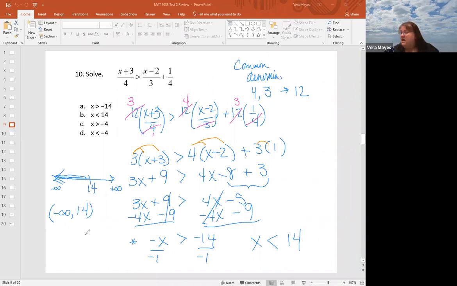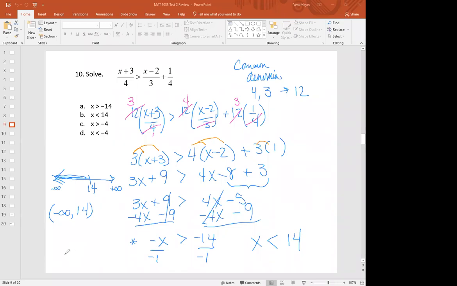This one had a lot of steps: common denominator and parentheses, and then cleaning things up, and then that tricky little flipping to get our final answer. So take a second, let me know if you have any questions.